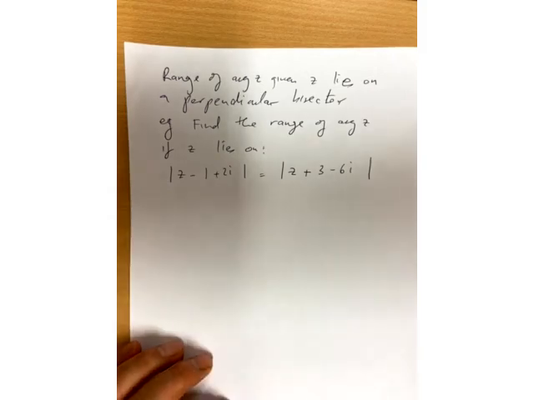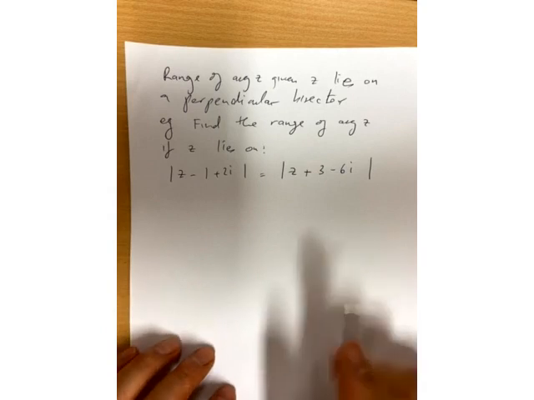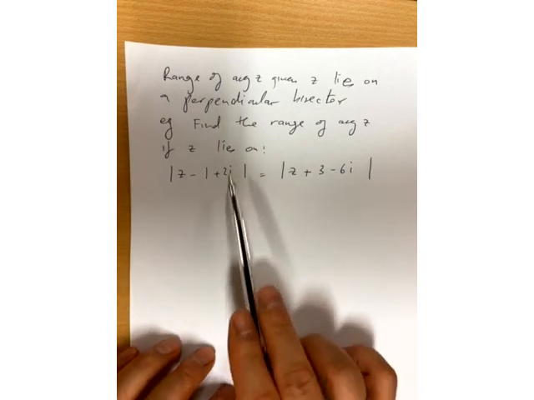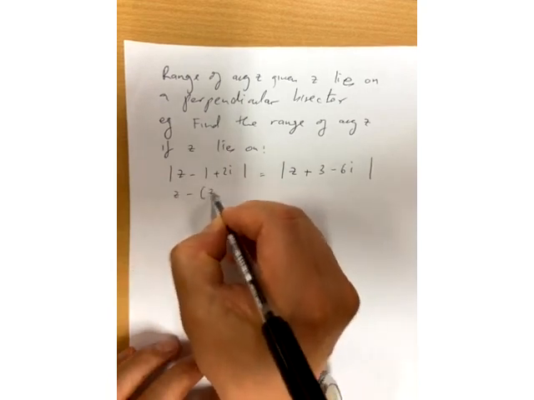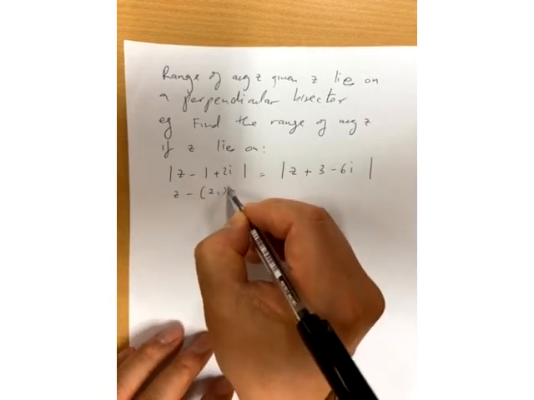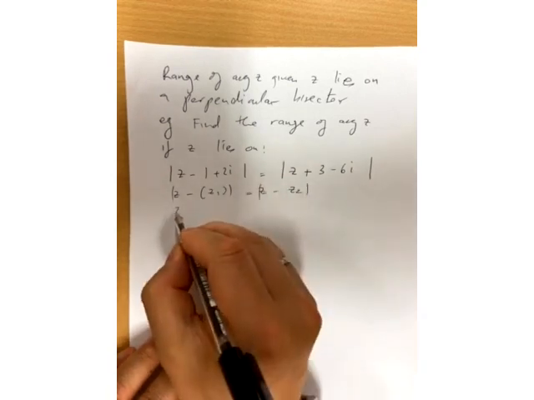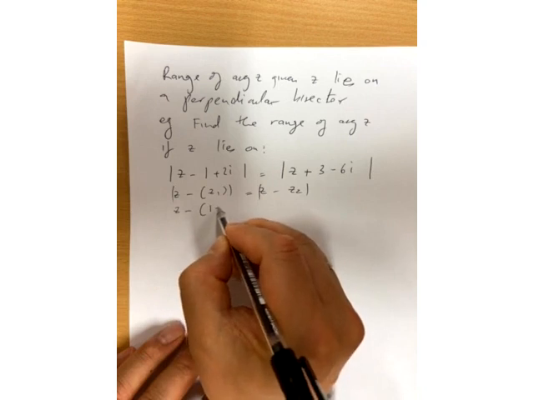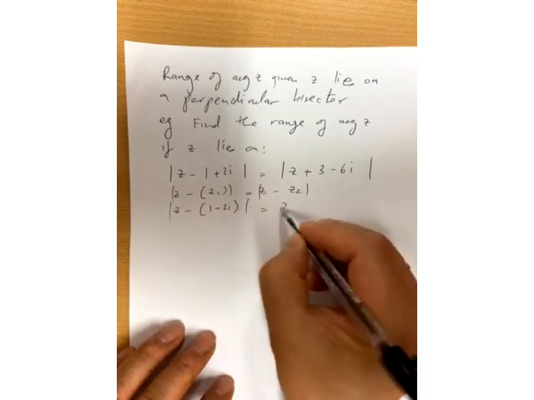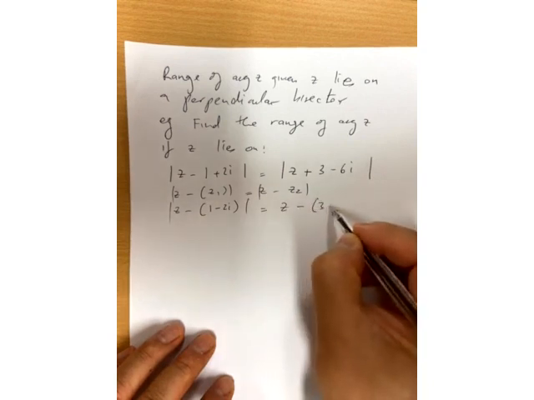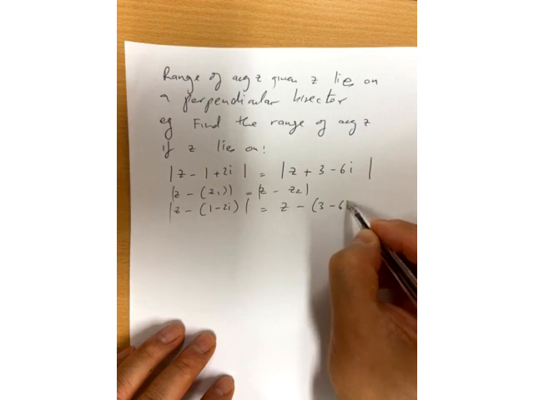Okay, we're going to look at the range of arg z given that z lies on a perpendicular bisector. So an example here is that z lies on this perpendicular bisector, but first you have to put it into the form modulus of z minus z1 equals modulus of z minus z2. So then it's modulus of z minus 1 minus 2i equals modulus of z minus 3 minus 6i.